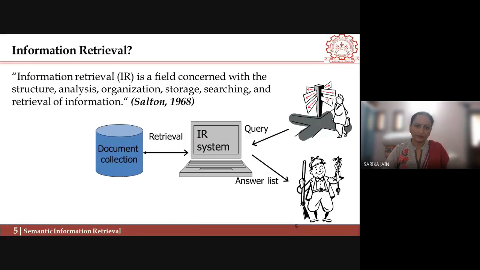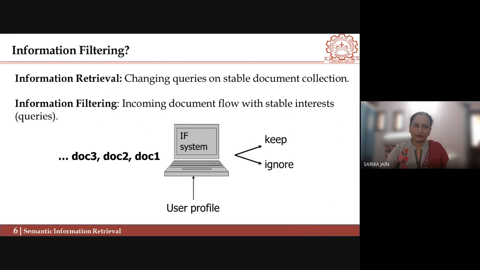If we define information retrieval, there may be certain overlap, because I have not listened to other speakers of this FDP. As defined by Salton in 1968, information retrieval is a field that is concerned with the structure, analysis, organization, storage, searching, and also retrieval of information. As you can see in the diagram, the document collection is there. You retrieve it, the user queries it, and then the answer list is submitted to the user.